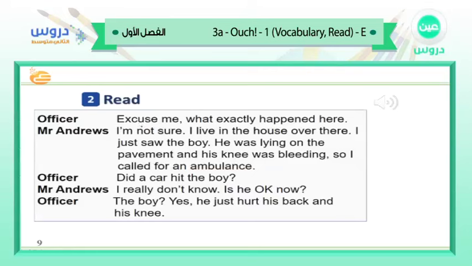2. Read. B. A police officer is interviewing 3 eyewitnesses to the accident. Listen, read, and check your answers. Then read the dialogues out in groups.